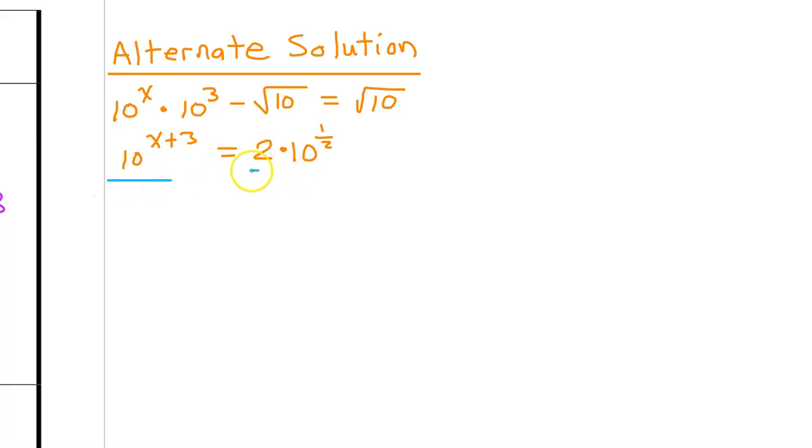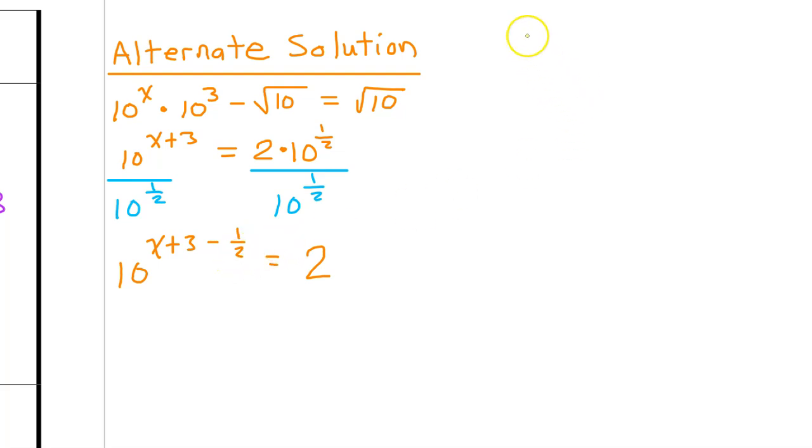So it would look like this. Let's divide by 10 to the 1/2 power here and here. So of course on the right hand side these will cancel each other out. On the left side we are dividing with like bases, and we know that when you divide with like bases you subtract the exponents. So we will have 10 to the x plus 3 power minus 1/2. And this will equal 2. So we just need to simplify the 3 minus 1/2 part.